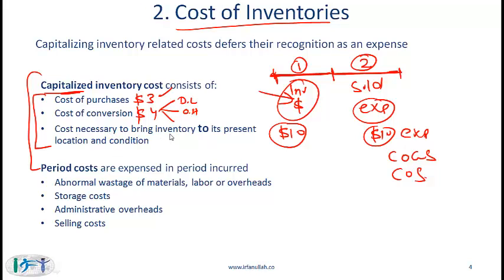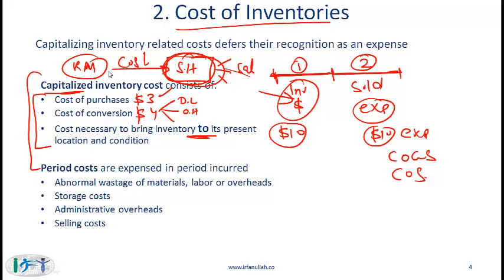The cost necessary to bring inventory to its present location and condition. So if you are creating inventory and then you need to put that inventory in a particular showroom, which is the location from where you make your sales, the cost of taking the inventory to the showroom is also capitalized. However, any cost associated with shipping from the showroom to your customer is not capitalized. In terms of transportation cost, the cost of transporting raw material is also capitalized.